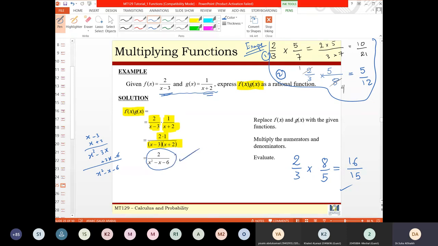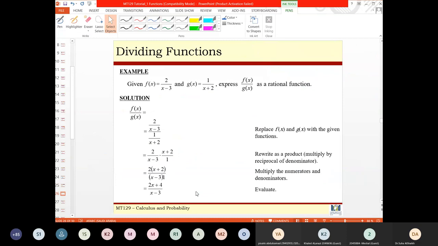Okay? So multiplying is easy. Numerator with numerator, denominator with denominator. If I have a cancellation, I cancel. Now here they want me to divide. Now you know that f over g means I'm dividing f of x by g of x.